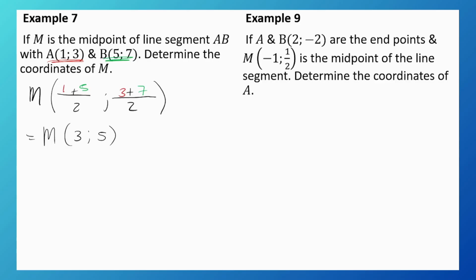You will also get this formula in your formula sheet. But remember, you're going to write on it before you can get a formula sheet. So in the brain, it is stored. Now, they are telling you A and B are the two endpoints, and M is the middle point or midpoint of that line segment. Determine the coordinates of A.